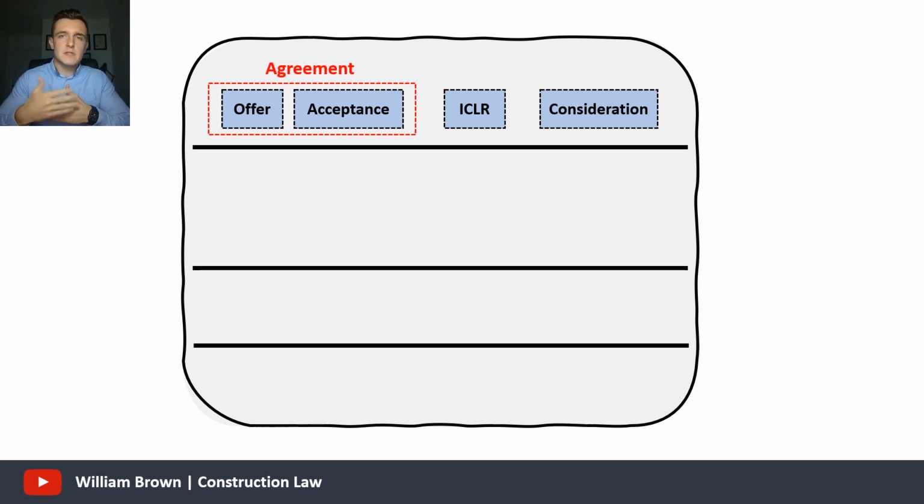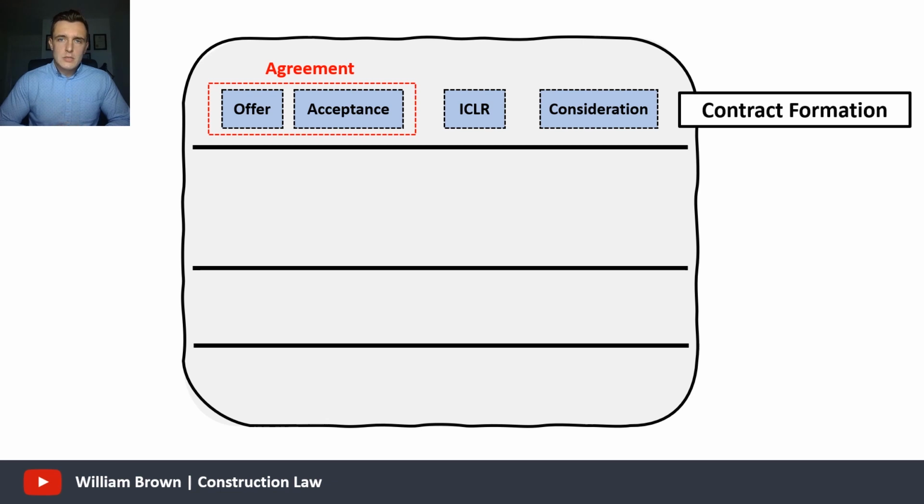It doesn't have to be money, it just has to be something in the eyes of the law that has a value associated with it. Consideration must be sufficient, but it need not be adequate. It's one of the rules that we will look at in a bit of detail later on in episode 4, I believe. So those three things together, the agreement, the intention to create legal relations, and consideration, are the three pillars that you need to form a contract.